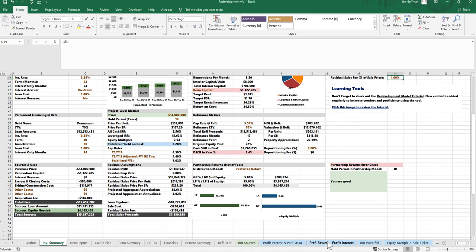I have multiple partnership tabs. I'm not going to talk on those too in depth during this tutorial. These partnership models are identical to what I already have in the development and value add models, and I have a ton of content out there.